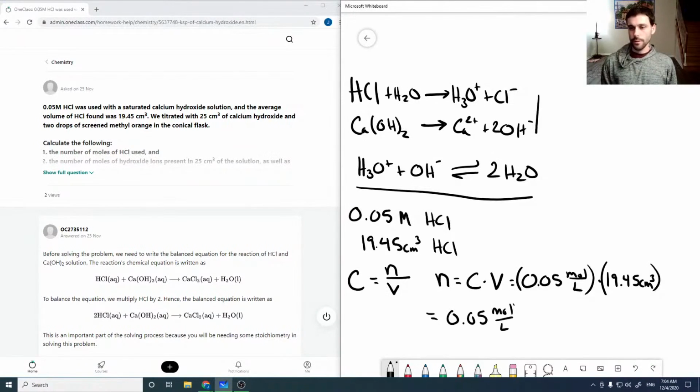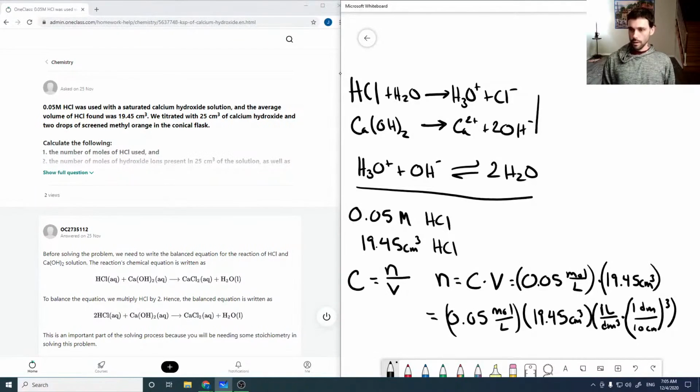So moles per liter times this 19.45 centimeters cubed. A liter is a decimeter cubed, so there's 1 liter per decimeter cubed, and there's a decimeter per 10 centimeters. I should have done it the other way. There's a decimeter per 10 centimeters, so that needs to be cubed. Then that'll give us decimeter cubed over centimeters cubed. These decimeters will cancel, these centimeters will cancel, and this liter will cancel this, leaving us an answer in moles. So that looks good.